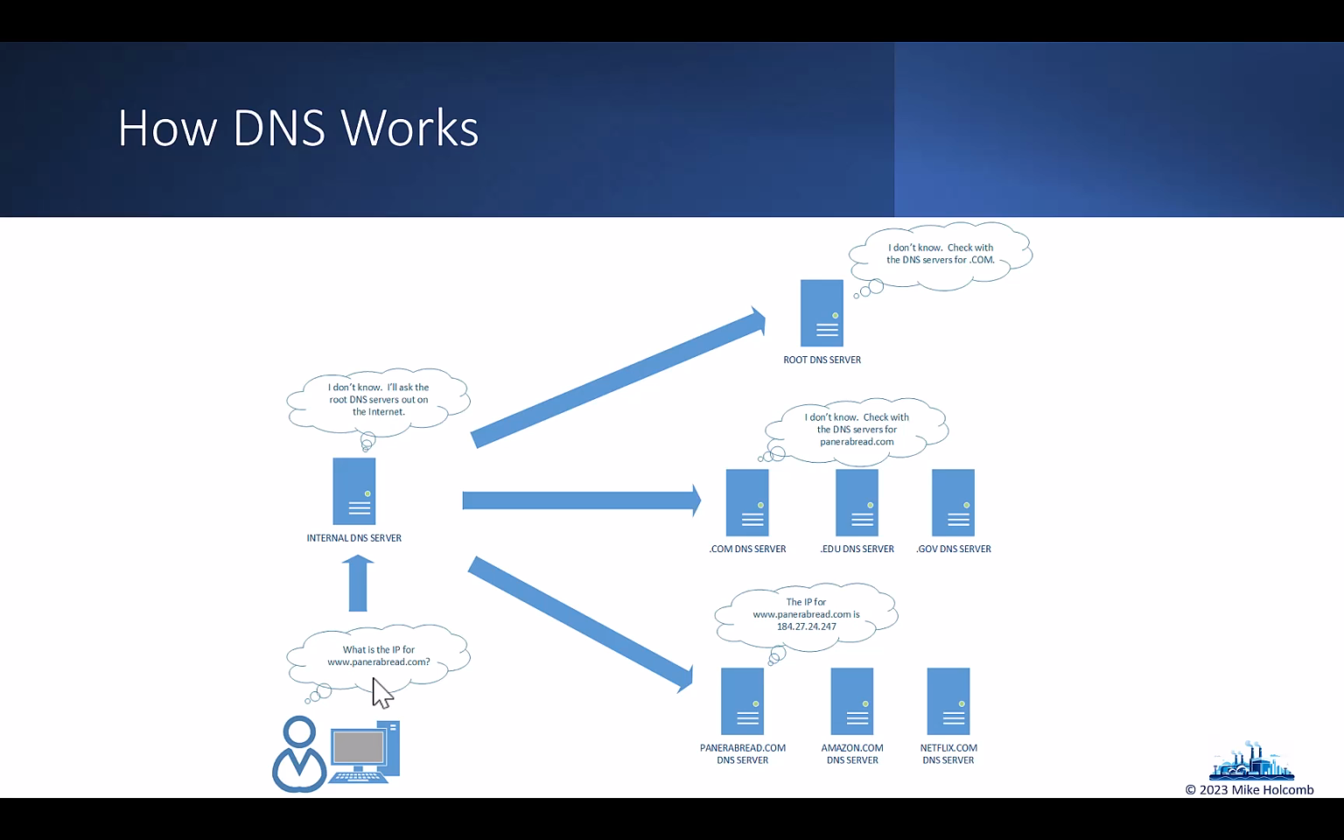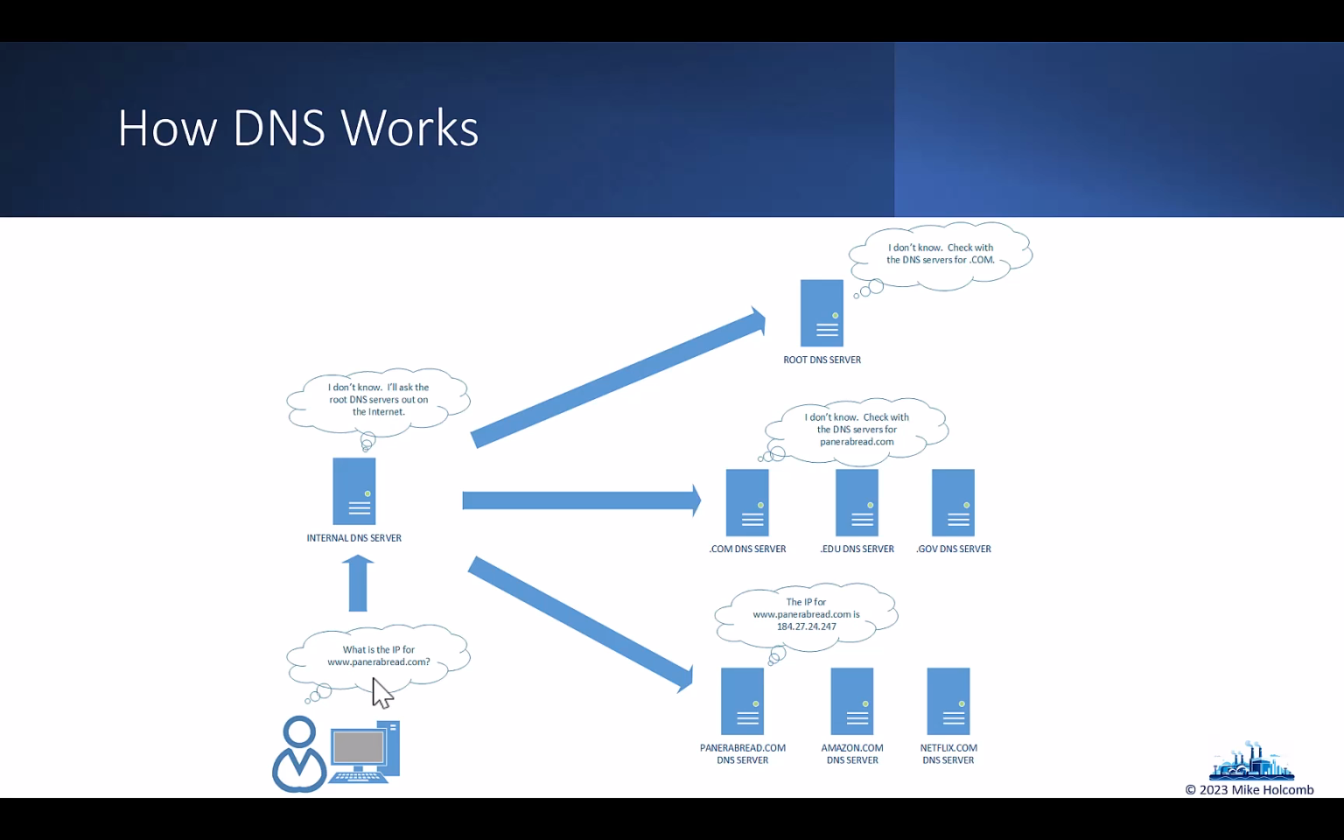So it gives the DNS server the IP address for the .com DNS server. Then we go to the .com DNS servers and say, hey, what's the IP address for www.panerabread.com? And they're going to say, I don't know. I'm not responsible for the www part. I'm only responsible for anything directly under .com. You're looking for www.panerabread.com, so I can tell you where the DNS servers for panerabread.com are. Go ask them where www is.